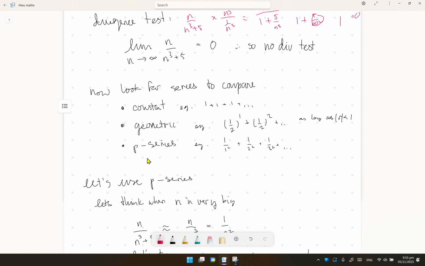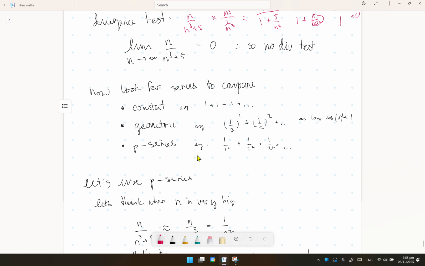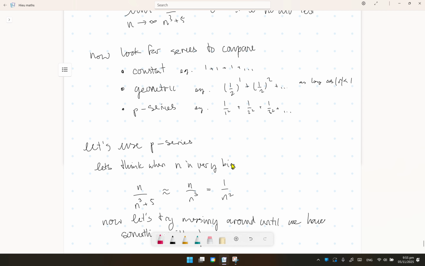So the first step to finding a series that we can compare it to is we want to look at what happens when n gets really big. When n gets really big, what you have is a big number here, a big number here, and an insignificant number here. So n over n cubed plus 5 really just becomes n over n cubed for really big numbers. And what's n over n cubed? That's going to be 1 over n squared. What we're going to try to do is mess around until we can find 1 over n squared in a way that we can compare it to.